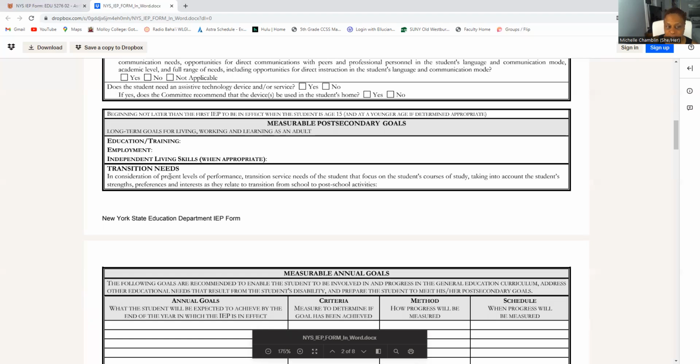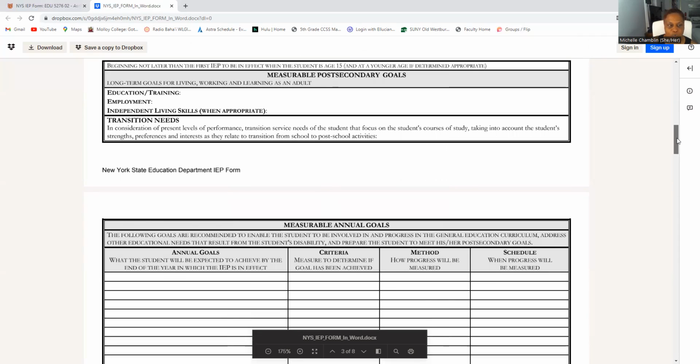And here we have transition needs. So in consideration of present levels of performance, transition service needs of the student that focus on the student's course of study, taking into account the student's strengths, preferences, and interests as they relate to transition from school to post-school activities. And so we would fill that out for the student.